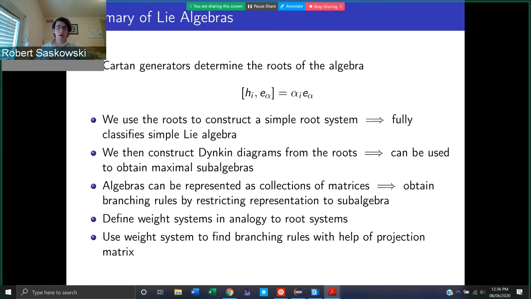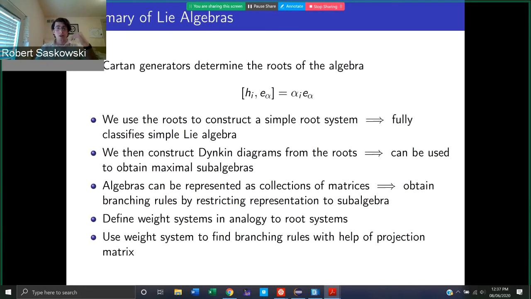subalgebras. And the algebras can be represented as a collection of matrices. Specifically, it's a map to the general linear algebra over a vector space, but this is most intuitive to think about as matrices. And this allows us to obtain the branching rules by restricting the representation to a subalgebra. And in particular, we can define weight systems, analogously to how we define root systems, and use those weight systems to actually calculate the branching rules via the projection matrix.